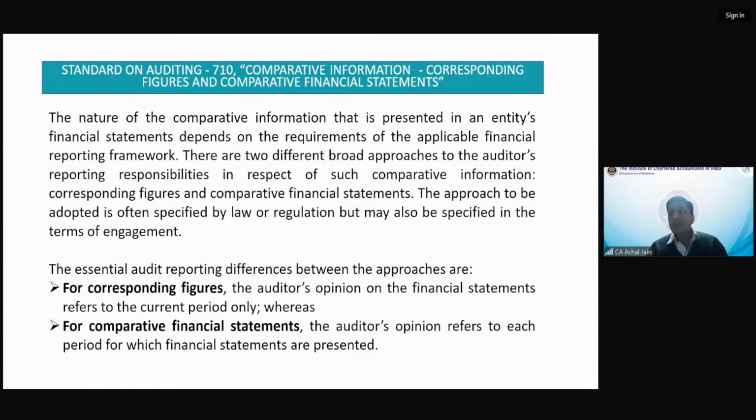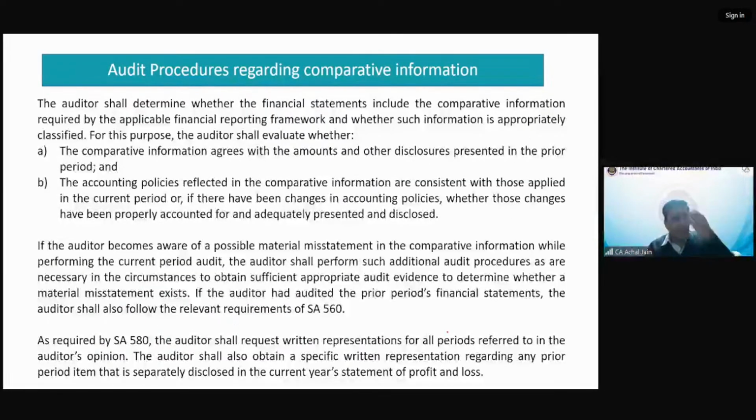If you look at this, comparative information is an essential area in the financial statements. Whenever you have corresponding figures, the auditor's opinion on the financial statements refers to the current period only. But in respect of comparative financial statements, the auditor's opinion refers to each period, meaning the entire set of financial statements that is present.